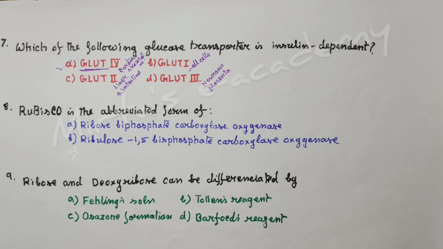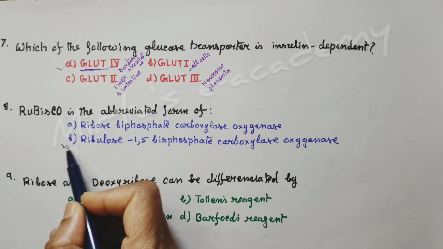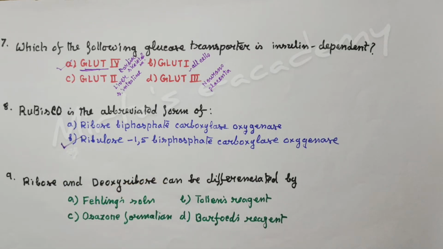Next, Rubisco is the abbreviated form of ribose bisphosphate carboxylase oxygenase or ribulose 1,5-bisphosphate carboxylase oxygenase. The answer is B. We know Rubisco is the most important enzyme in the world. It is produced by all green plants and responsible for fixing carbon in the form of carbon dioxide. Where is it found? It is found in the stroma of all chloroplasts.